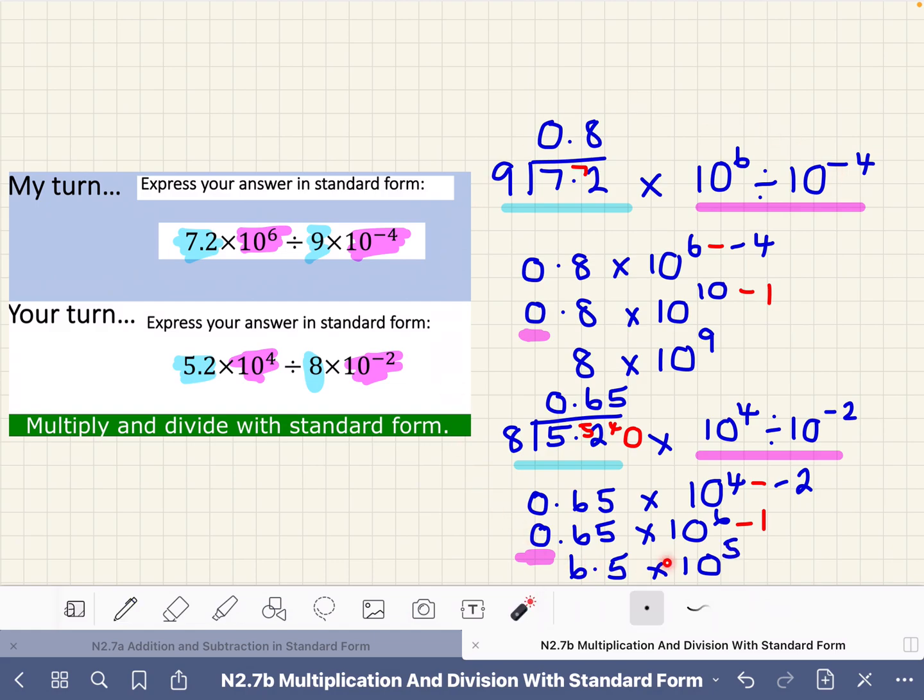This final example relies on your understanding of dealing with non-standard form answers. Please go back and watch example 1 if you need reminding.